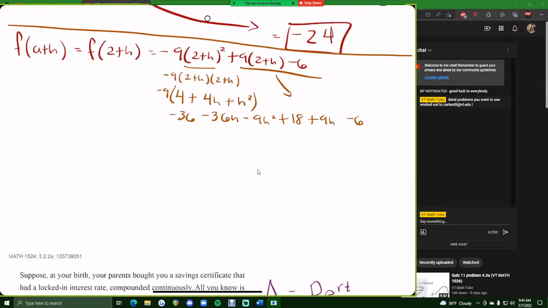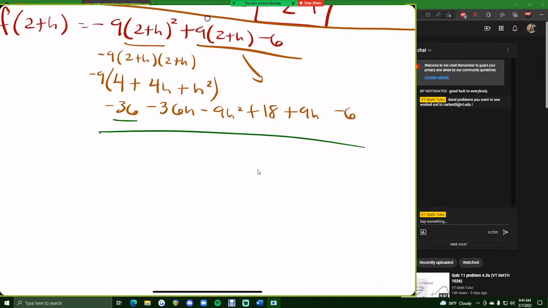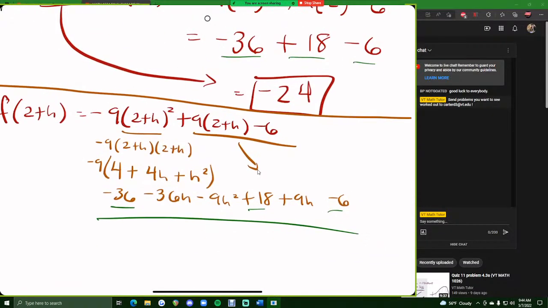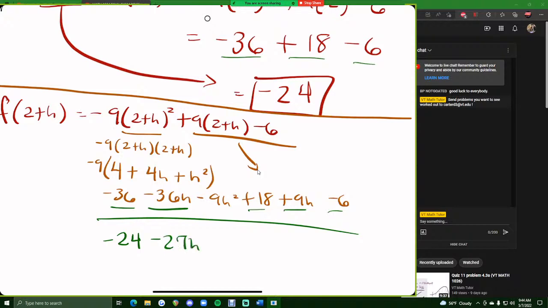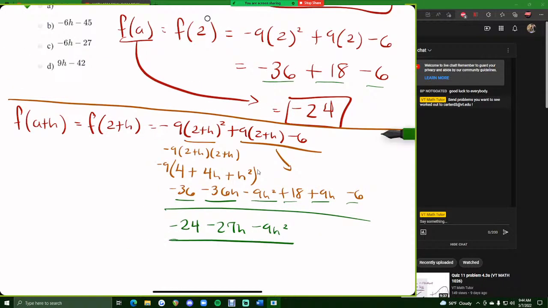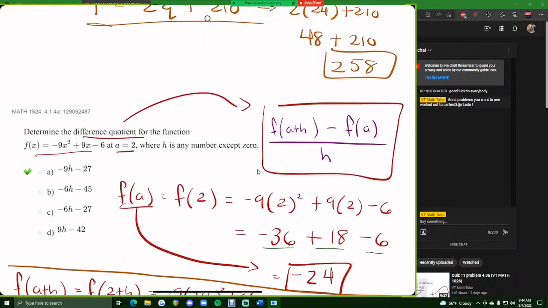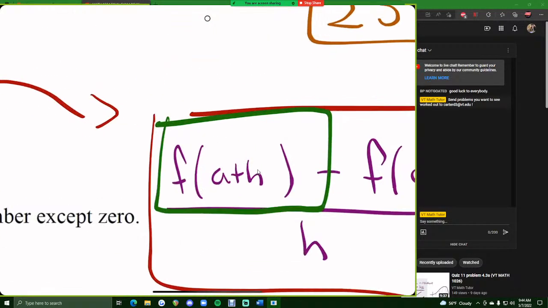All right, so simplifying this, we have a 36, we have an 18, we have a negative 6. I believe we saw these same values back here, which means we should get negative 24. We have a negative 36h plus a 9h. That should give us negative 27h. And then we have a negative 9h squared. So gathering all the like terms and simplifying gives us this, which again was all equal to f of a plus h. So the result we just got will be plugged into f of a plus h.